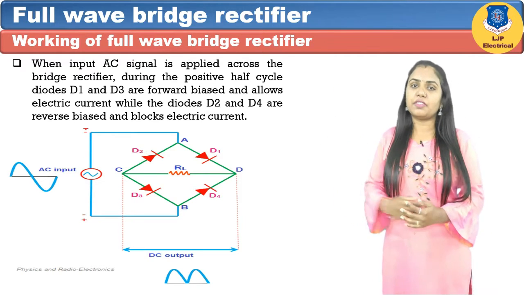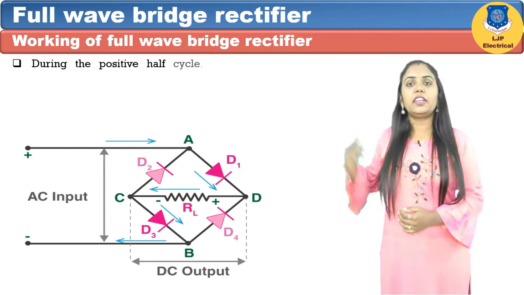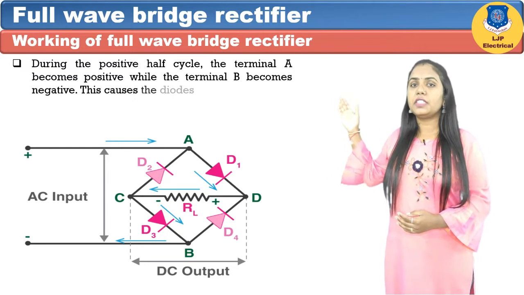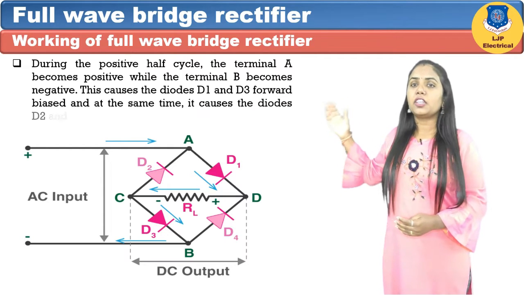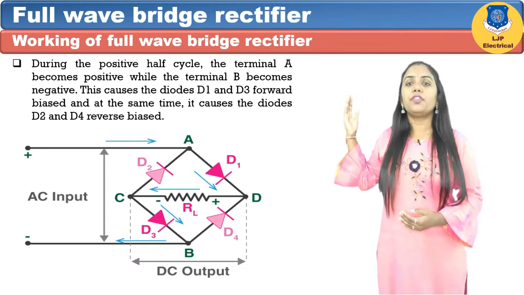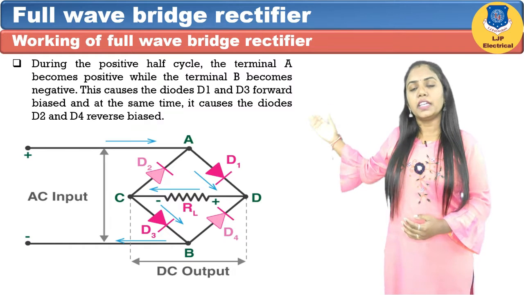During the positive half cycle, the terminal A becomes positive while the terminal B becomes negative. This causes the diodes D1 and D3 to be forward biased. At the same time, it causes the diodes D2 and D4 to be reverse biased. The current flow direction during the positive half cycle is shown in the diagram.